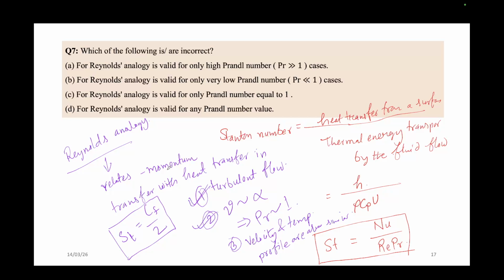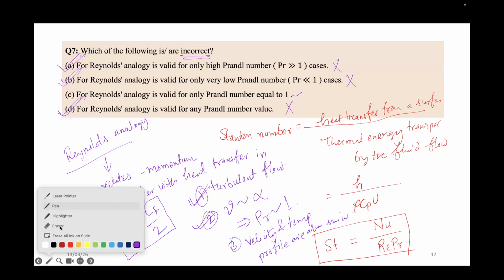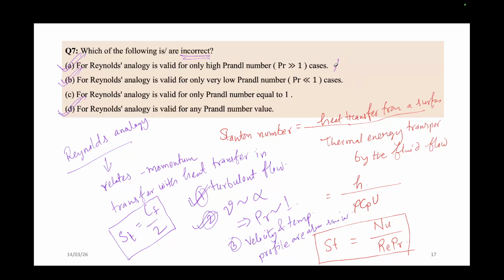So the question is which of the following is or are incorrect. So "only high" is not correct. For high Prandtl, it should be that the Prandtl number should be almost 1. So the second option is not correct here, right? The Reynolds analogy is valid. This is correct, and this is not valid for it. So the incorrect ones are given. So the correct answer is option A, option B, and option C. Okay. So that is how the concept works.